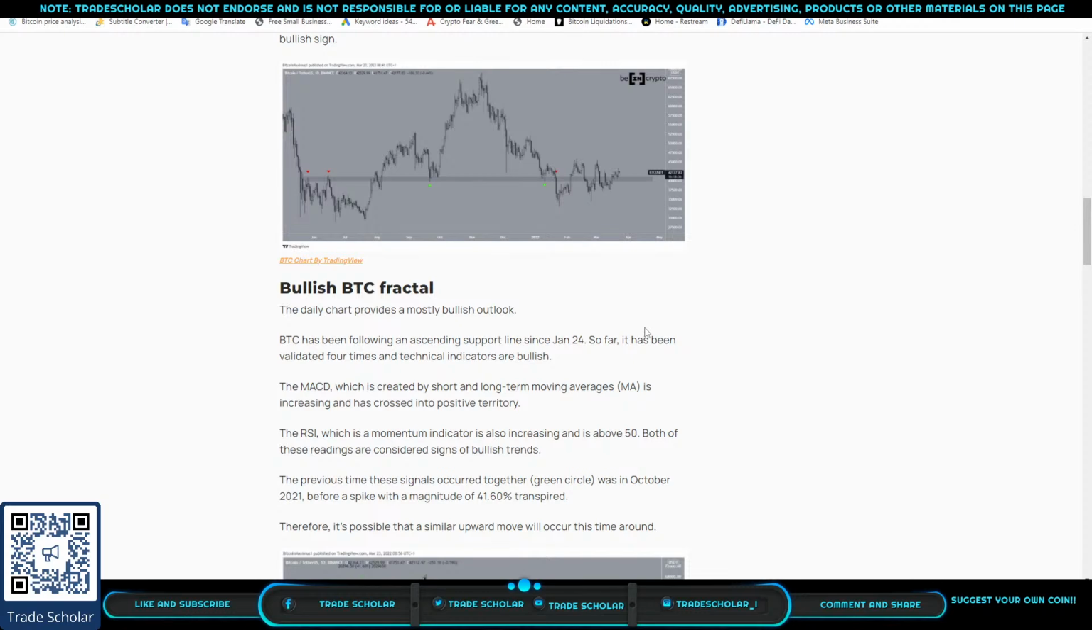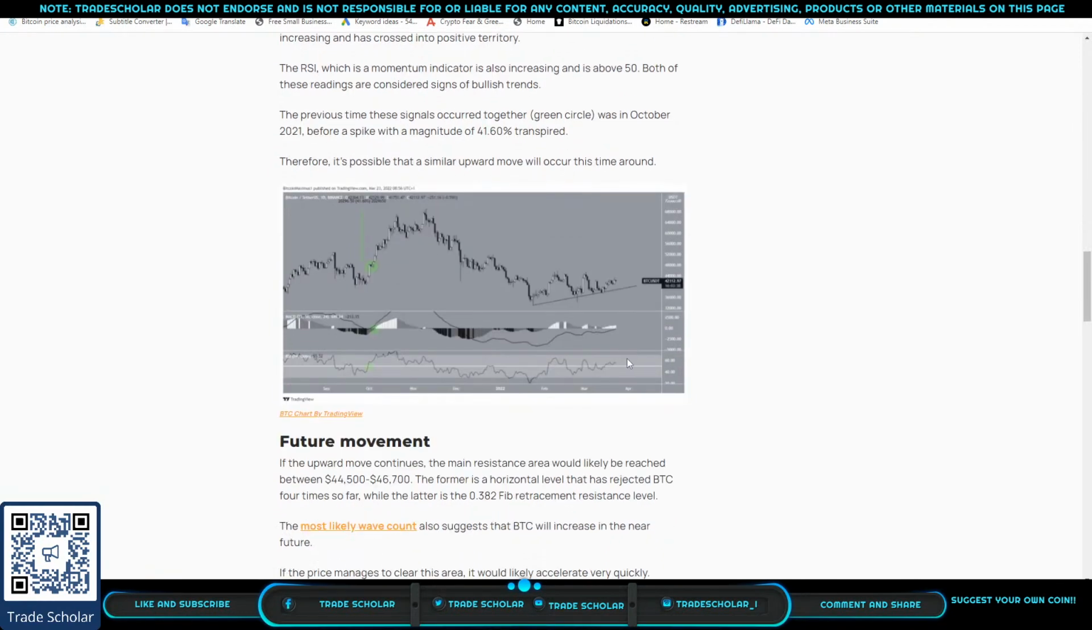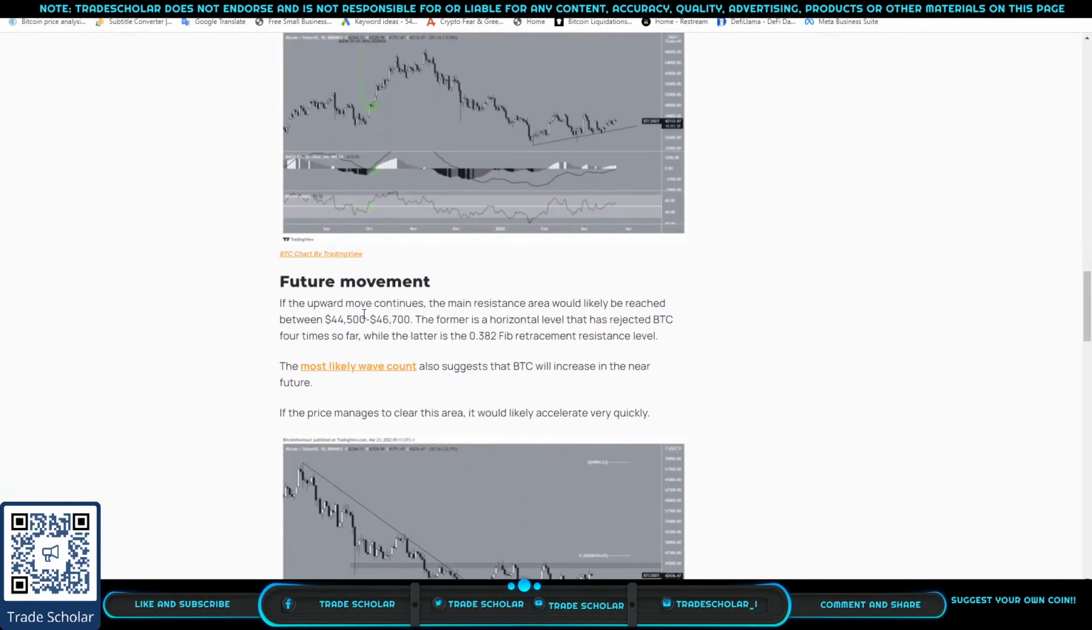Daily chart is really bullish. We have an ascending triangle, so that's also bullish. Future upward movement should continue. The main resistance area would likely be reached between 44,500 and 46,700, and we're gonna make money again. The former is a horizontal level that has rejected BTC 4 times so far.